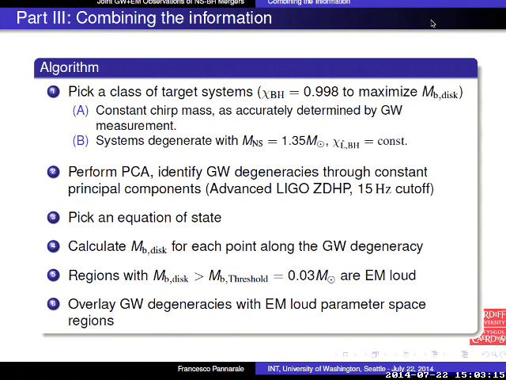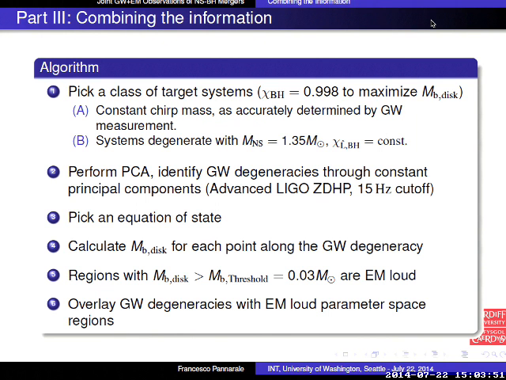Then we performed our principal component analysis. For details, we used advanced LIGO in zero detuned high power mode, a lower frequency of 15 hertz, and we cut off our waveforms at the ISCO. We're using Taylor T2 point mass inspirals. So once we have our slice along these degeneracies, we pick an equation of state, and along all the degeneracies, we calculate the disk mass for each point.